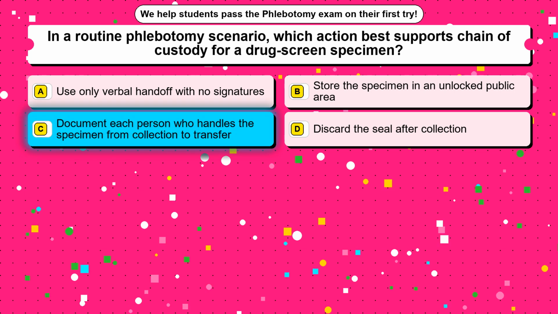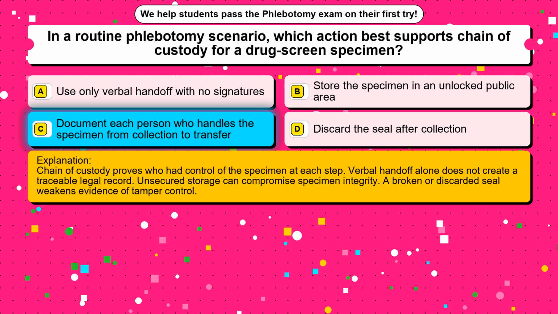The correct answer is option C. Document each person who handles the specimen from collection to transfer. Chain of custody proves who had control of the specimen at each step. Verbal handoff alone does not create a traceable legal record. Unsecured storage can compromise specimen integrity. A broken or discarded seal weakens evidence of tamper control.